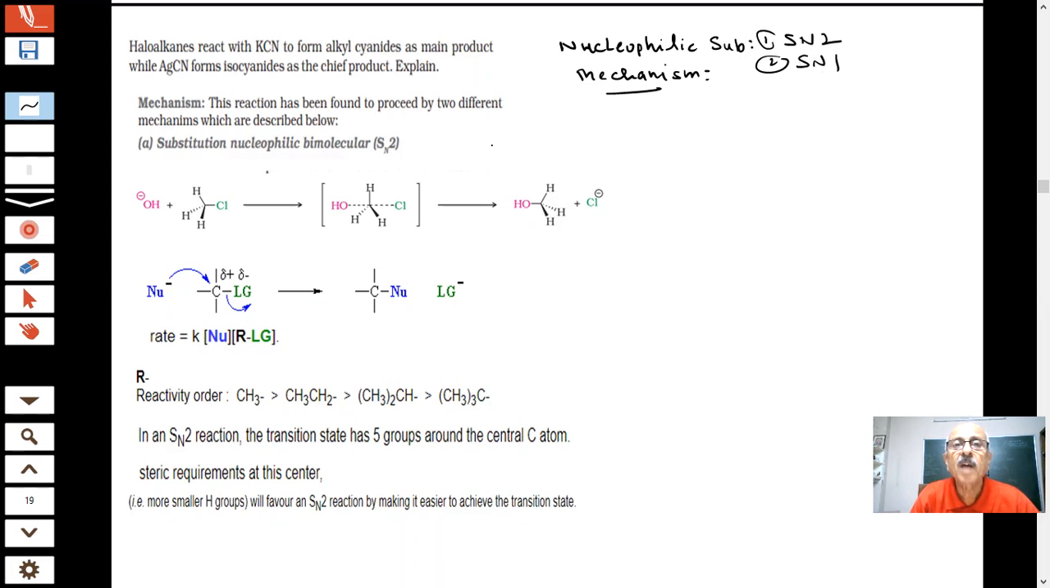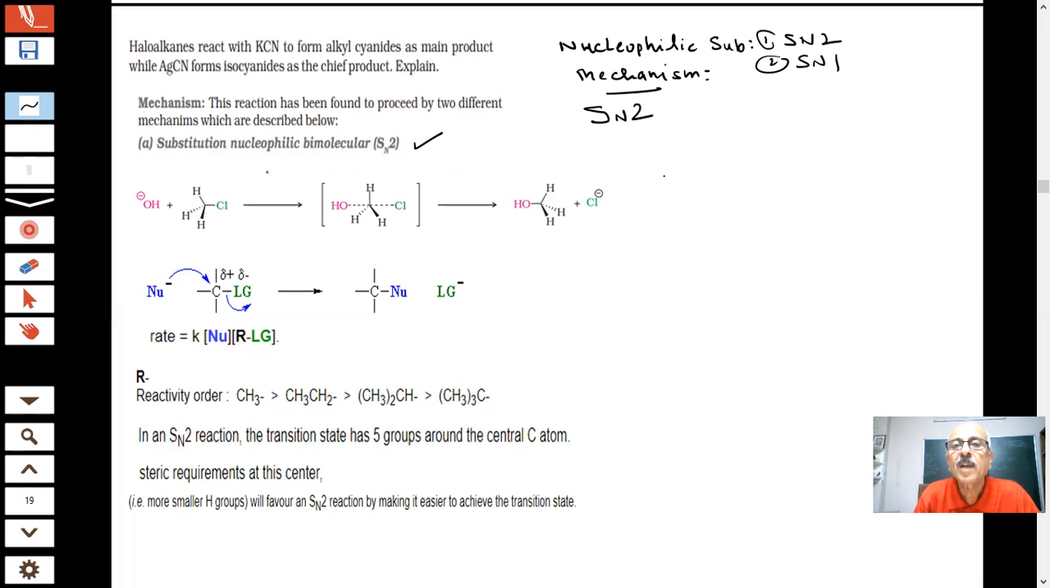First, I am discussing with you students the SN2 mechanism. What is the meaning of SN2? It is clear from here: substitution, nucleophilic, 2 means bimolecular. This is substitution, nucleophilic, bimolecular. That means the rate of the reaction is going to depend on two things: one is the nucleophile and the second is the substrate.